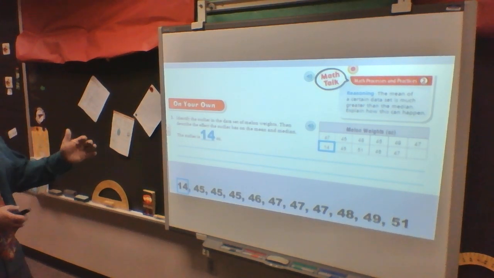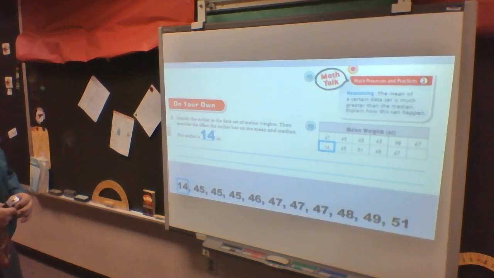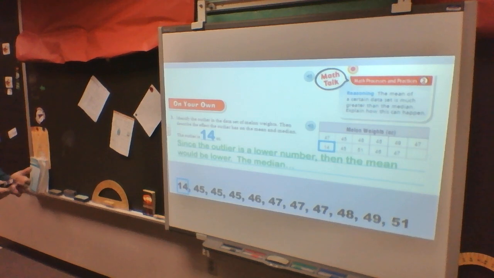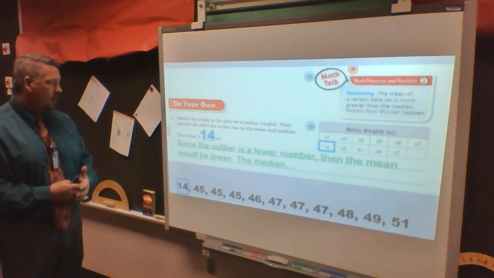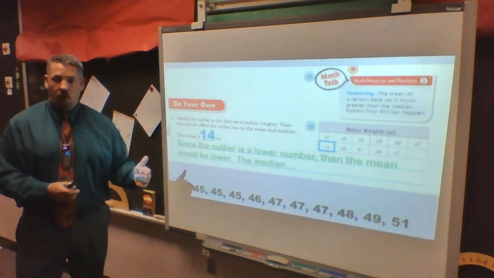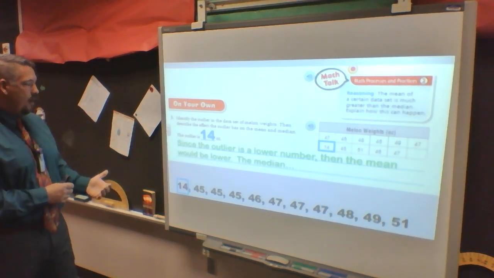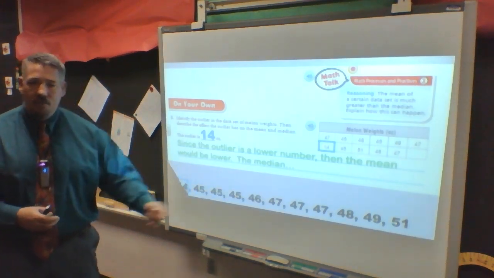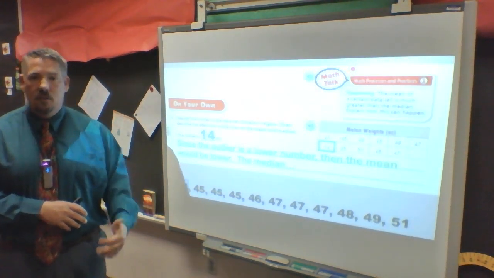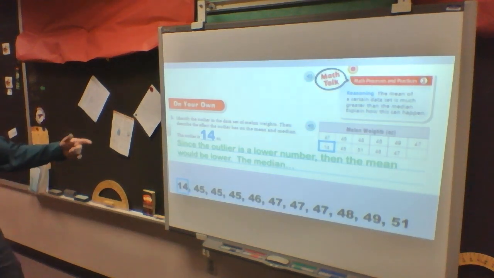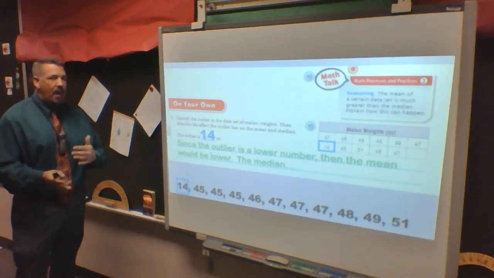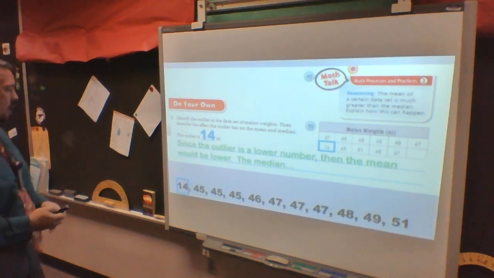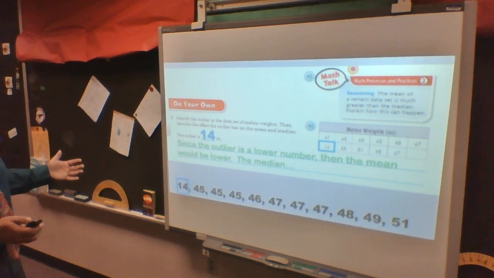But then it says to then describe the effects that the outlier has on the mean and the median. Now I could do my work to show it, but I could logically think, okay, well, since the outlier is lower in number, it's got to lower my mean. So then the mean would be lower. The median, however, not as easy to figure out, is it? So I know that it's definitely going to lower it, but the median doesn't necessarily have to be lower or raised if it was a higher number. So we have to look at it. I could have no change at all.